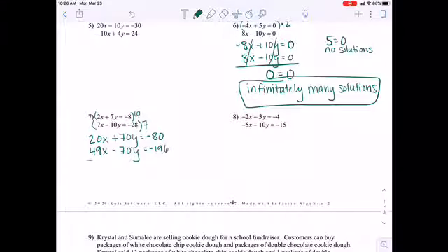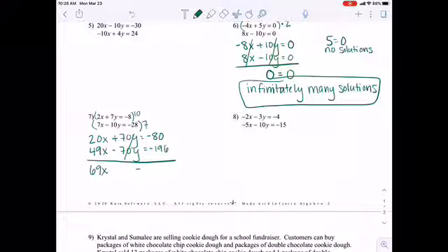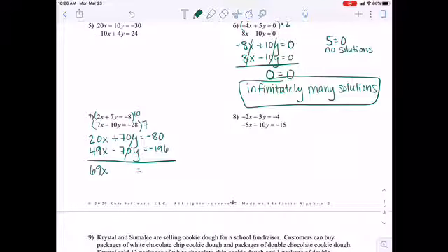If I add these two equations together, 20 plus 49 is 69x. 70y minus 70y is 0. And that equals negative 196 minus 80, which I'm getting is negative 276 when I put it in my calculator. Now I can go ahead and divide on both sides by 69, which, typing that in my calculator, will give me that x equals negative 4.